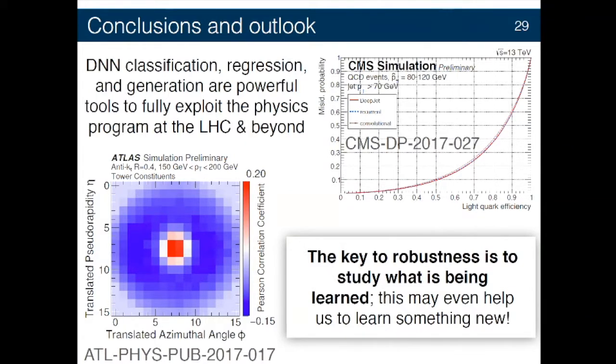But one thing I really want to stress, if you take nothing else from my talk, is that the key to robustness is really to study what is being learned. We're going to apply these neural networks in places we can't always probe them. So we want to be convinced that they're learning something sensible so we can apply them with confidence in new areas of phase space. And we may even get lucky. This may help us learn something entirely new about the standard model or beyond.